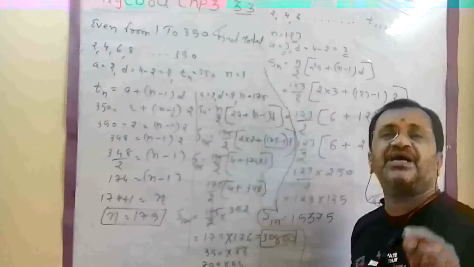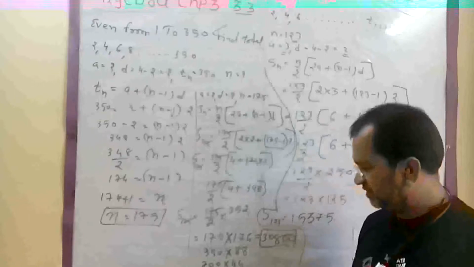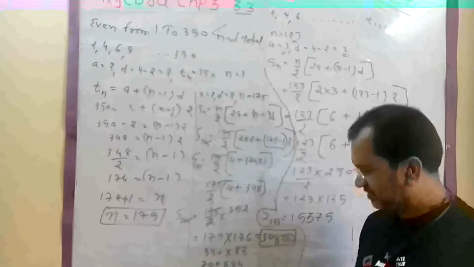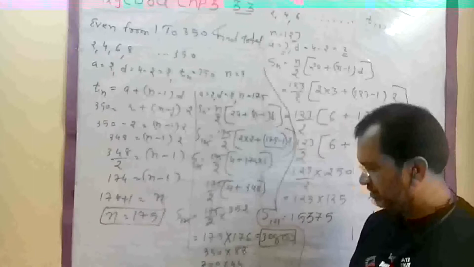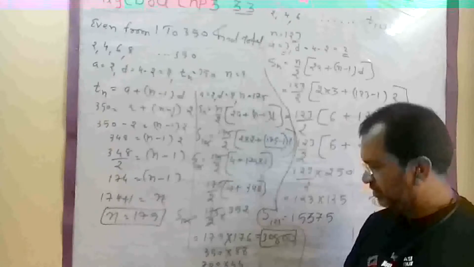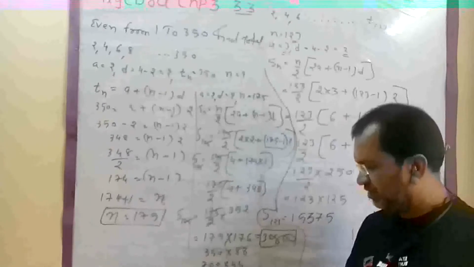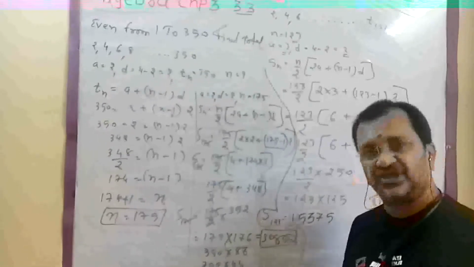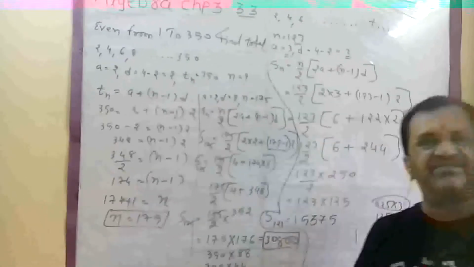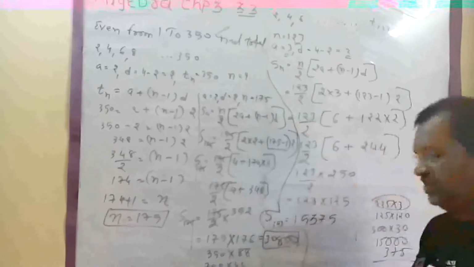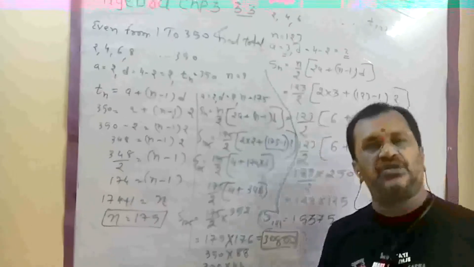Now how to multiply by 11? First number same, last number same. 1 plus 2, 0. 0 plus 0, 0. 0 plus 8, 8. 8 plus 2, 10. So 0, carry 1. 2 plus 1, 3. So the final answer for 175 into 176 is 30800.